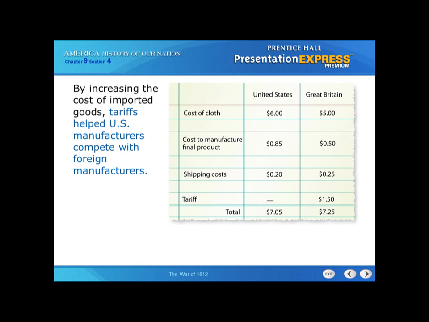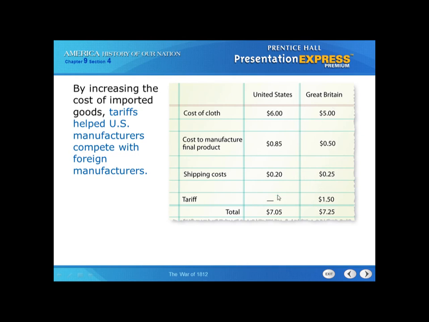By increasing the cost of imported goods, tariffs help U.S. manufacturers compete with foreign manufacturers. If you look at the chart here, this kind of explains it. Let's just say that you have a cost of cloth. You could see that it's more expensive in the United States, $1 more. The cost to manufacture the product, again, is more in the United States. Shipping cost is a bit lower because it doesn't cost as much to ship to another state versus all the way to England. So at this point, again, it's cheaper to buy British goods.